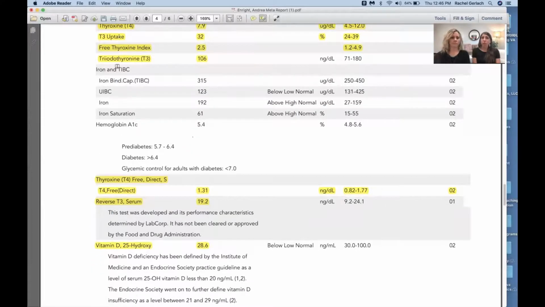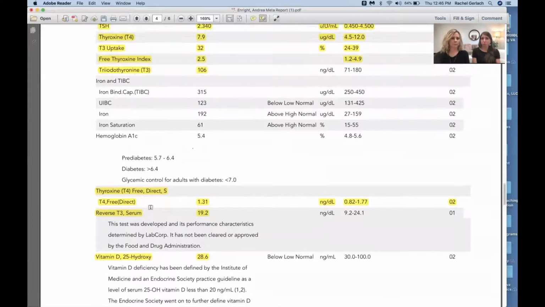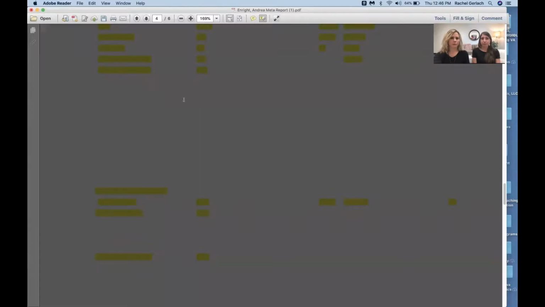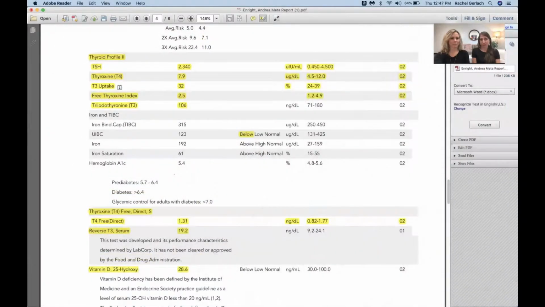Here we're looking at total T3, just like we looked at total T4. Total T3, as I mentioned, is the amount of the active thyroid hormone. 100 to 150 is the range I like to use for total T3. And so at 106, not too bad. Could that be a little bit higher? Sure, but again, it's not too bad. It's still within that optimal range.